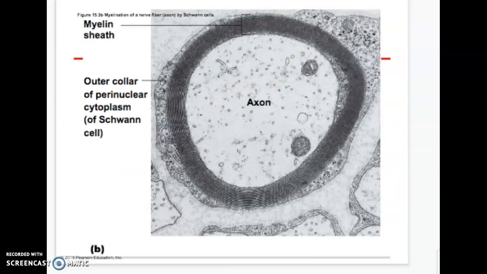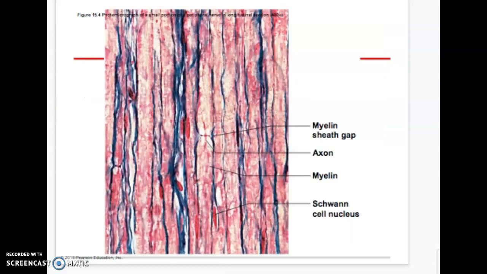And we can see this in a cross-section. This is a cross-section where we can see the axon, we can see the myelin sheath, and then we can see the cytoplasm on the outside. The next slide is a longitudinal section of a nerve. So a nerve isn't just one axon. A nerve is a bundle of axons. And we're going to be seeing more about the structure of a nerve shortly. But what we're seeing here is a bundle of myelinated axons.